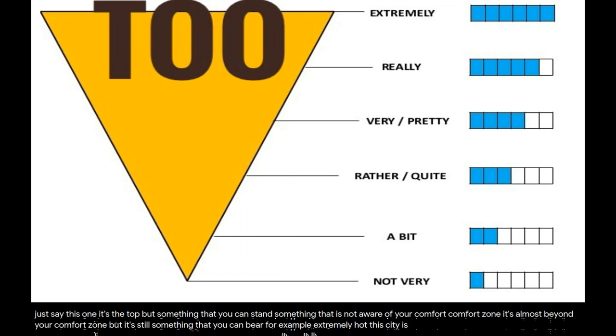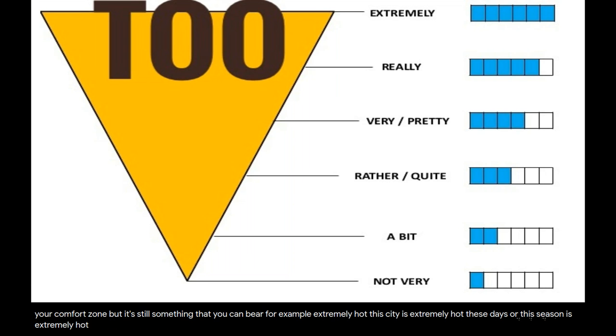This city is extremely hot these days, or this season is extremely hot. She says very, very hot. It's like saying very, really, very hot, all together, extremely. And I put this one aside, which is off the charts. If we say too, it's excessively, or out of this zone.